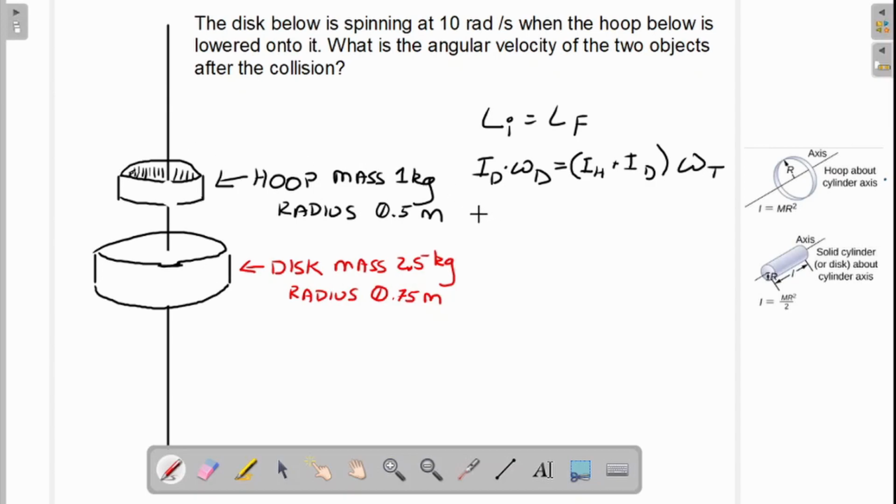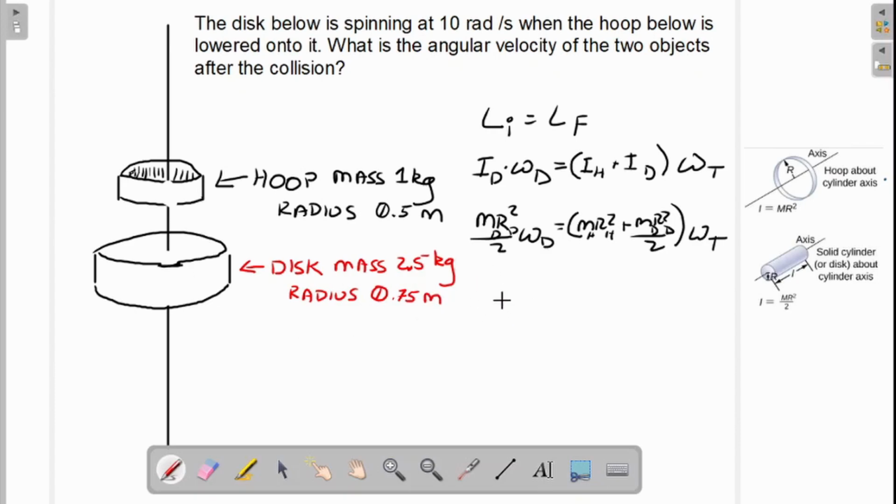I of a disk is mr squared over 2 times the omega of the disk, which is up here, equals hoop, which is mr squared, plus disk, which is mr squared over 2, times omega final. And from here we can rearrange and solve. Just note that these masses are different. This is of the disk, this is of the hoop, this is the hoop, this is of the disk, this is of the disk. So you can't just cancel out variables and solve, you actually have to rearrange.